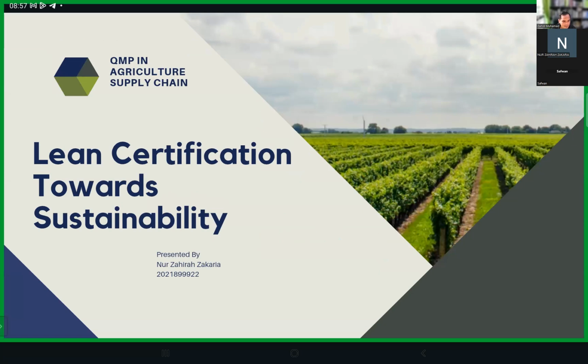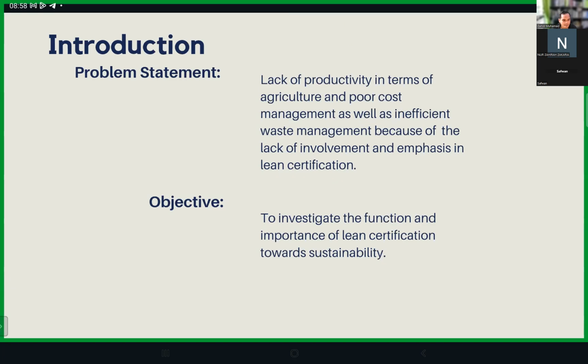Bismillahirrahmanirrahim. My name is Nuzaira binti Zakaria. Today I would like to present about Lean certification towards sustainability. Okay, the introduction for problem statement. Lack of productivity in terms of agriculture and poor cost management, as well as inefficient waste management because of the lack of involvement and emphasis in Lean certification. Objective: to investigate the function and importance of Lean certification towards sustainability.